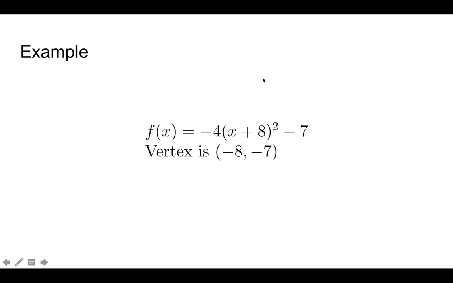Another example. If we had f of x is negative 4, x plus 8 squared minus 7, then the vertex would be the point negative 8, comma, negative 7. Why negative 8? Because vertex form is x minus h. I have to look at this as x minus a negative 8. Or another way to think of it is h is the opposite of what we see inside the square. K is the same as what we see outside.